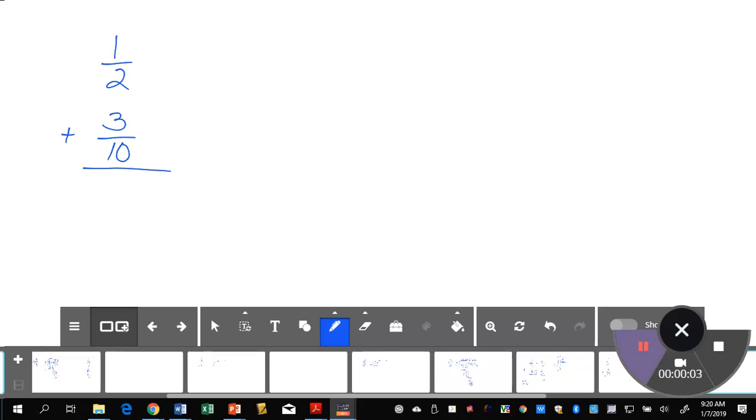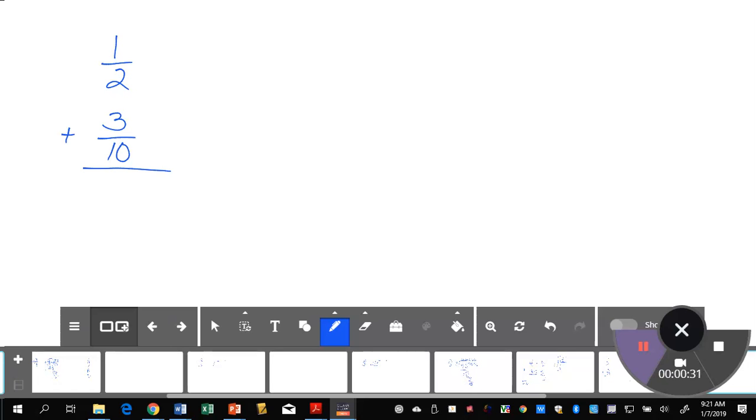All right, we are going to multiply 1/2 plus 3/10. You will see that we always must have our fractions lined up vertically, one above the other. So when I look at this, the first question I am going to ask is, do I have a common denominator? That is, does my top fraction and my bottom fraction have the same denominator?